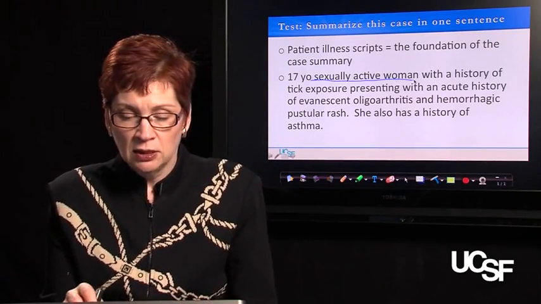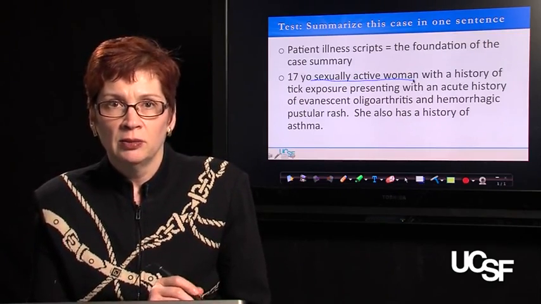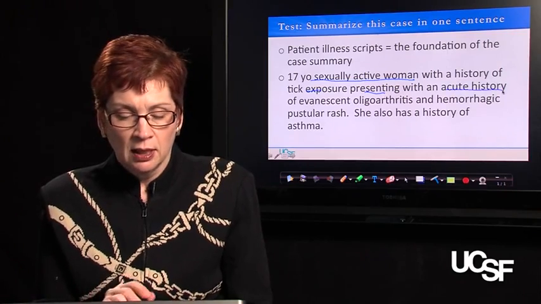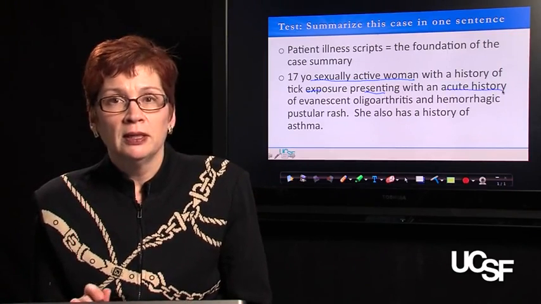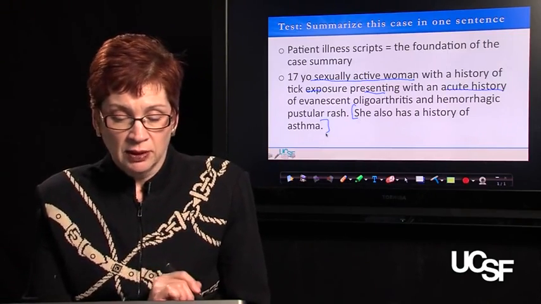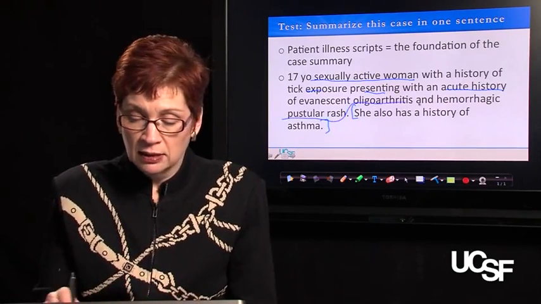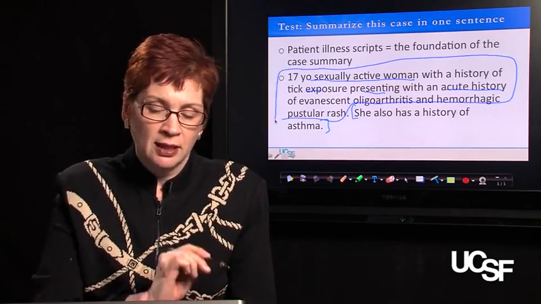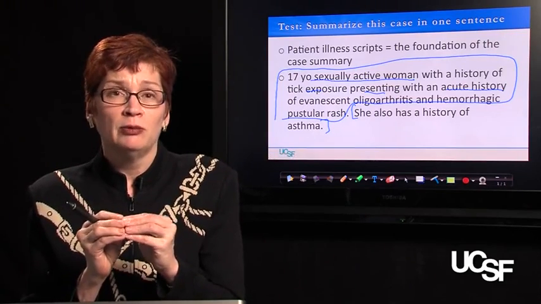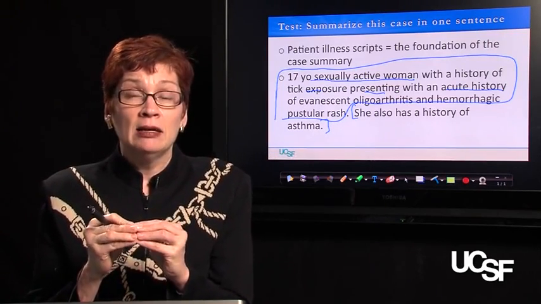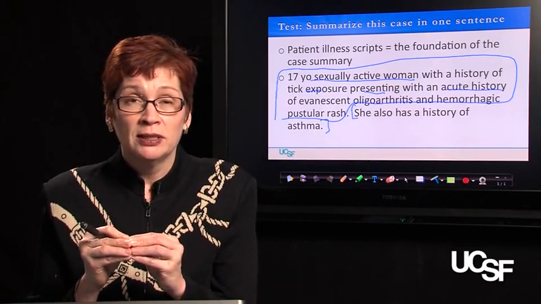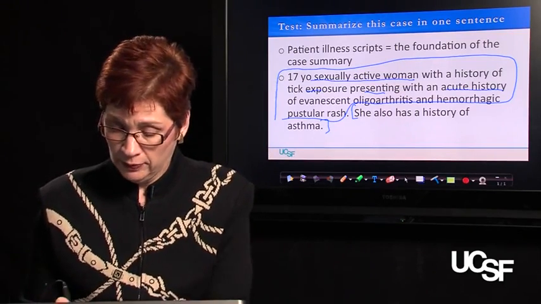Epidemiology: who is this patient? A 17-year-old sexually active woman with a history of tick exposure who presents with an acute history of evanescent oligoarthritis and hemorrhagic pustular rash. She also has a history of asthma. So this is the one sentence. We took that entire long case presentation and have now boiled it down into a very rich, distilled problem representation that any physician listening on the phone could accurately diagnose once they've gotten beyond their training.